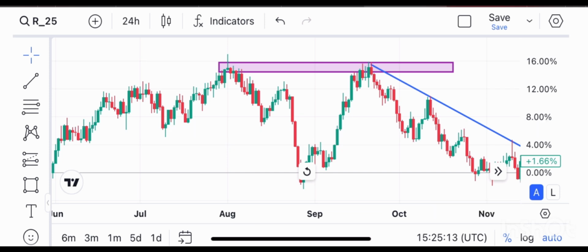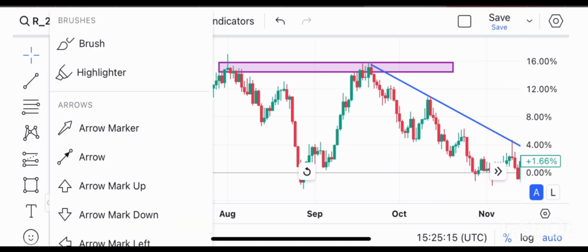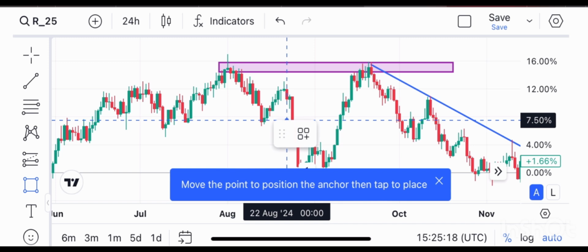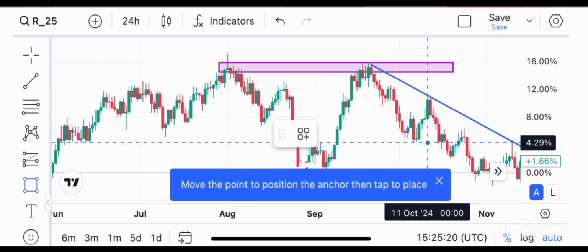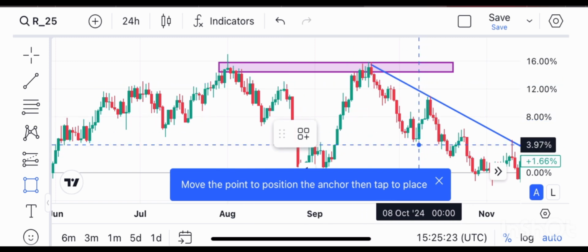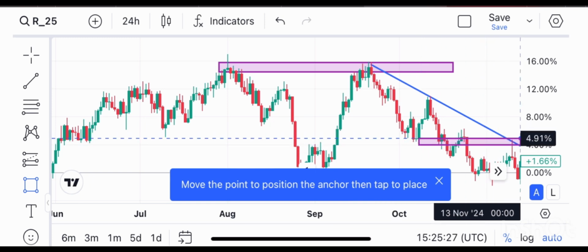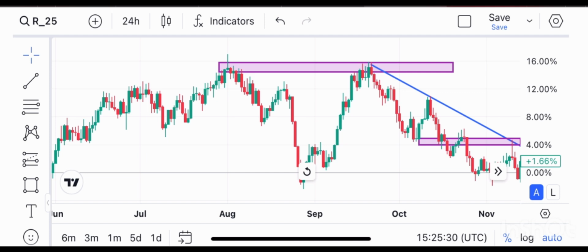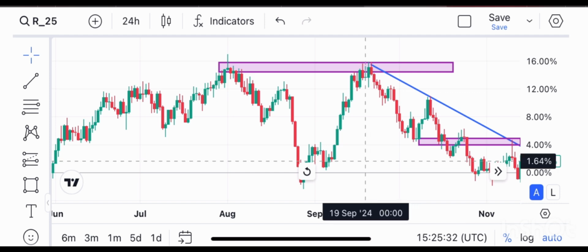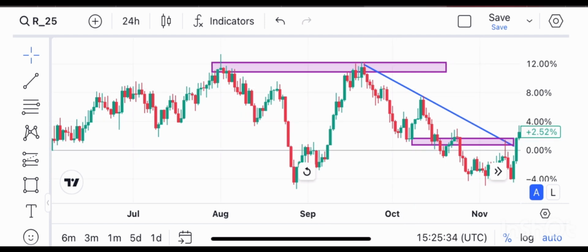So I'm going to take out my zone tool, which you can call the rectangle tool, and draw a zone around that swing high, just to be able to see the details. We're going to see how price was able to react. You can see in this particular place how price has been able to break that zone and also break the trend line.